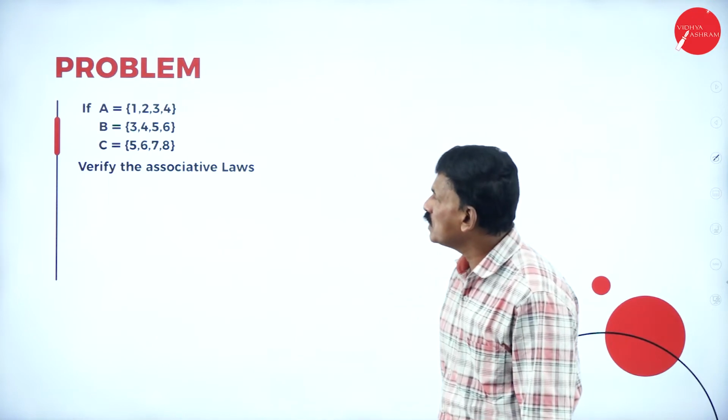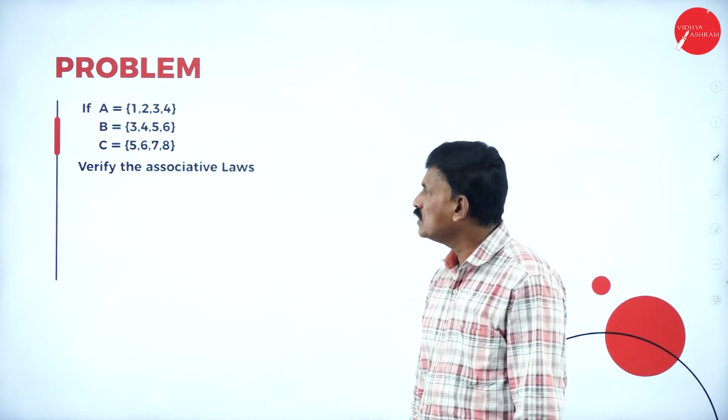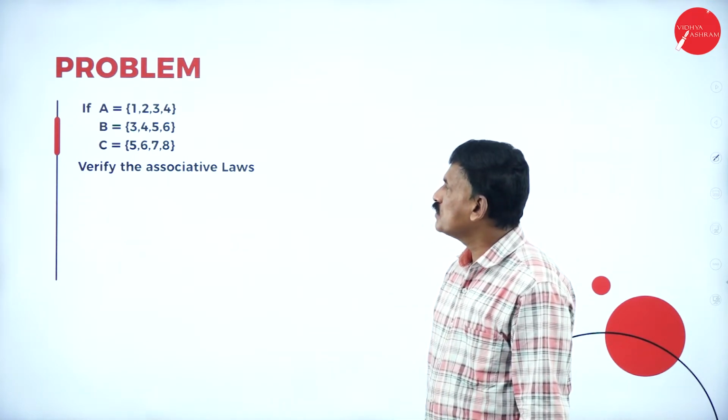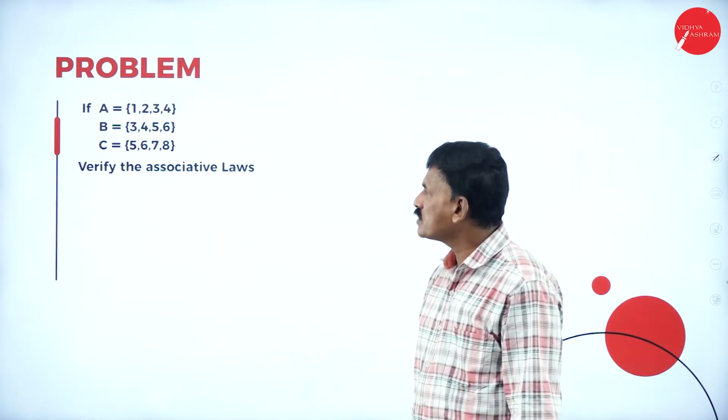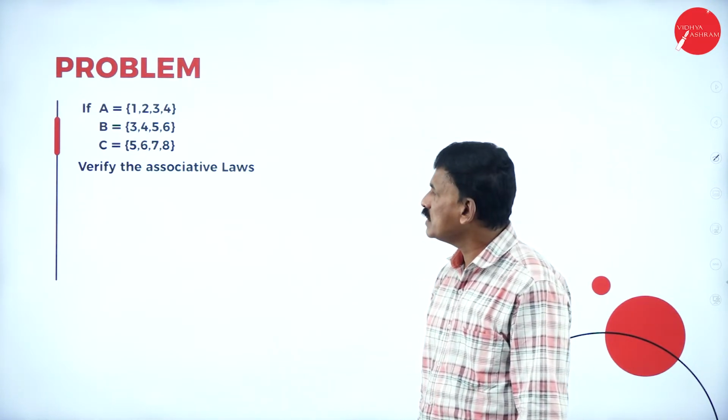Now, let us take a problem based on this. Let A contain 1, 2, 3, 4, B contain 3, 4, 5, 6 and C contain 5, 6, 7, 8.